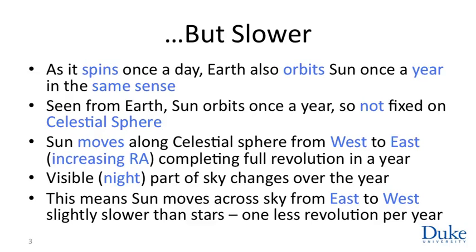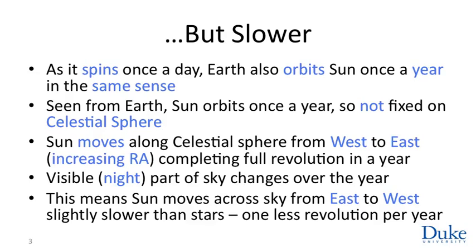It also means that since the Sun is moving across the sky from west to east, while the celestial sphere is rotating from east to west, the Sun is carried by the celestial sphere, so it rises in the east and sets in the west. But its motion across the sky is a little bit slower than the motion of the stars.